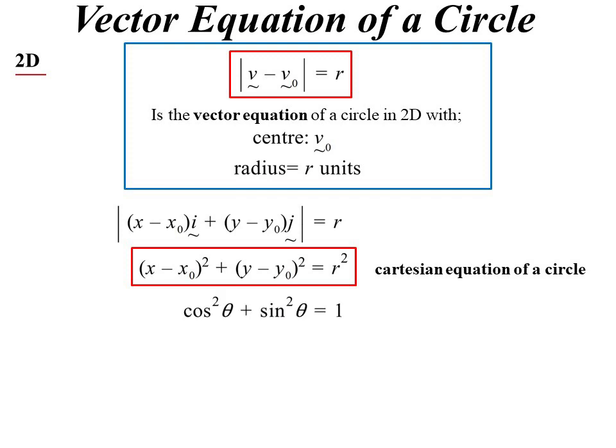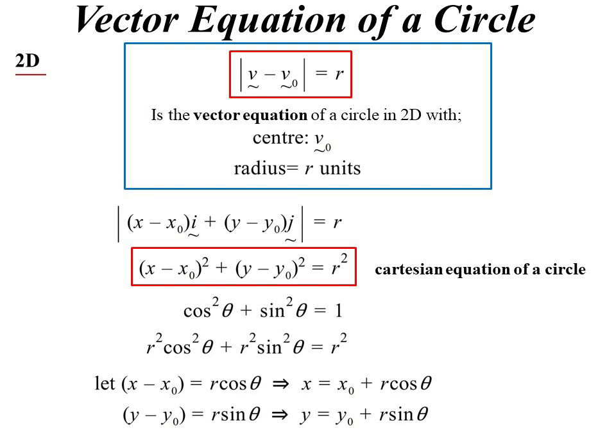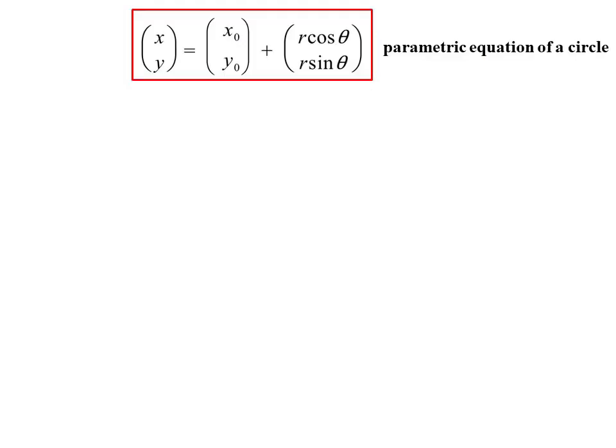Now we know cos squared plus sine squared is equal to 1. Therefore, r squared cos squared plus r squared sine squared must be r squared. And you're going to be wondering, why on earth am I doing that? The reason I'm doing that is I can now create parametric equations for these. So x minus x naught, I could substitute r cos theta in, and y minus y naught, I could substitute r sine theta in. And of course I could have done it the other way around if I wanted to, but this creates a pair of parametric equations for the circle in vector format.